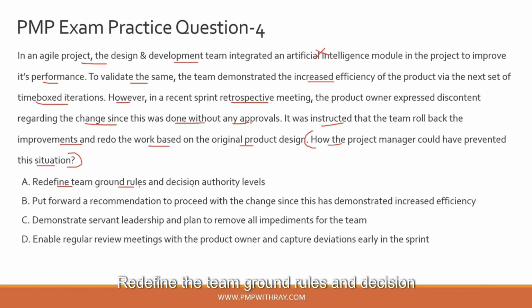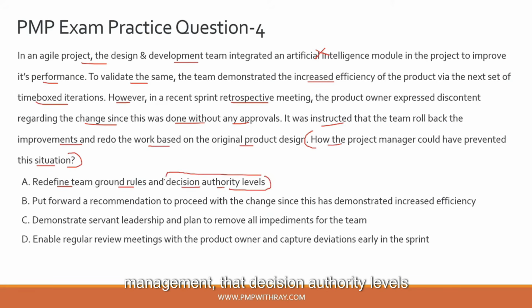Redefine the team ground rules and decision authority levels. Okay, it might be a good option. You might say that the project manager should define the team ground rules once again and define the decision authority levels for change management, let's say. But does it really mention change management? It might be decision authority levels of cost management. It might be decision authority levels of schedule management. Okay, again, it's a bit broad option, but let's keep it on the table for now.